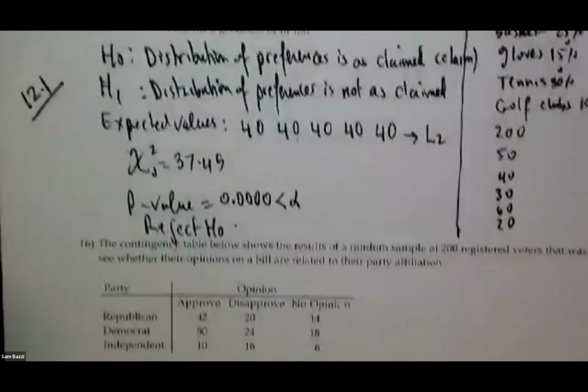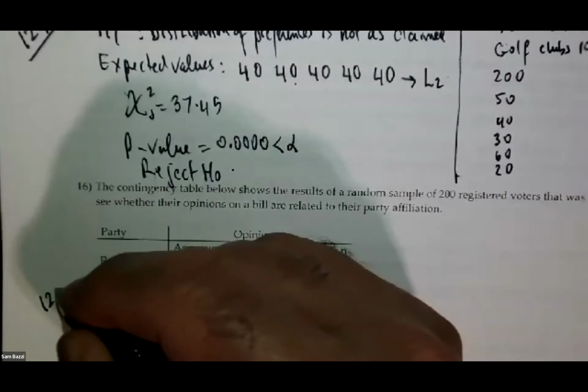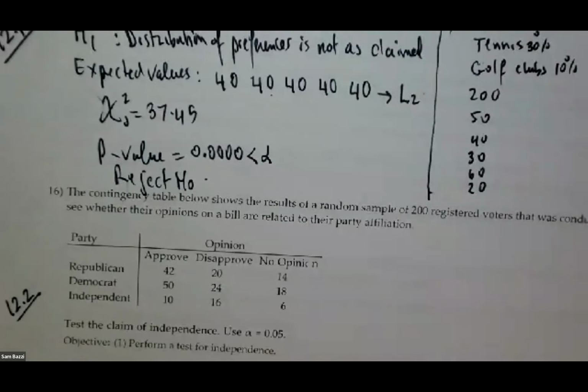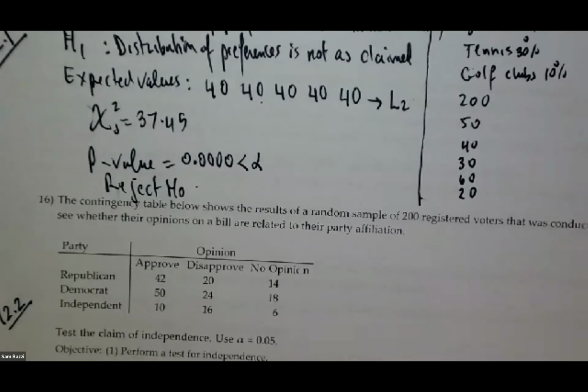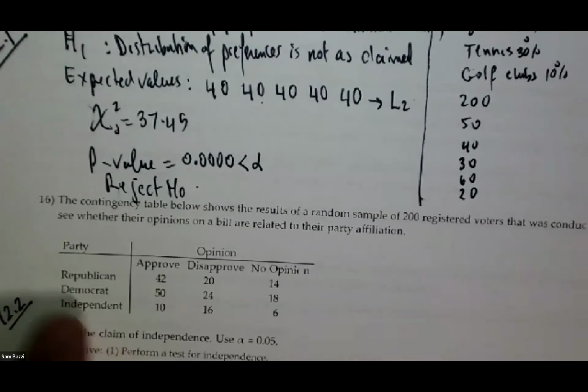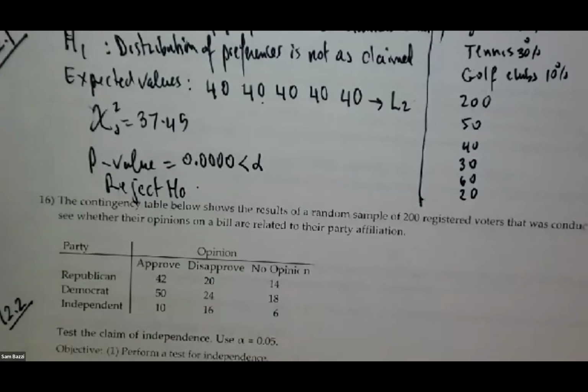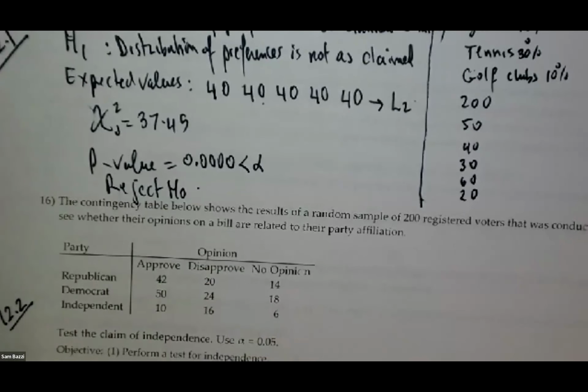All right. And the last question, which is from section 12.2. Please pay attention to this one, and we will be done once I finish this one. So I planned a 1.5-hour session, and I think we're going to meet the time. The contingency table below shows the results of a random sample of 200 registered voters that was conducted to see whether their opinion on a bill are related to their party affiliation. So we have the party, 3 different parties, and we have their opinion: approve, disapprove, no opinion. Test the claim of independence, use alpha equal 0.05.